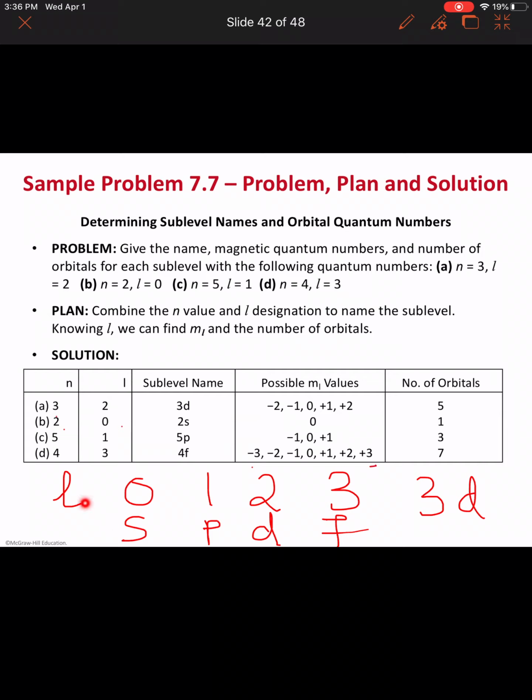Okay. Last one, n equals 4, L equals 3. Remember, L equals 3 is talking about an f orbital. Since n equals 4, that's going to be a 4f orbital. The ML values come from the value L, minus 3 to plus 3. So there are 7 orientations possible, meaning there are 7 orbitals for the f sublevel. For the f shape, there are 7 orbitals. Okay.